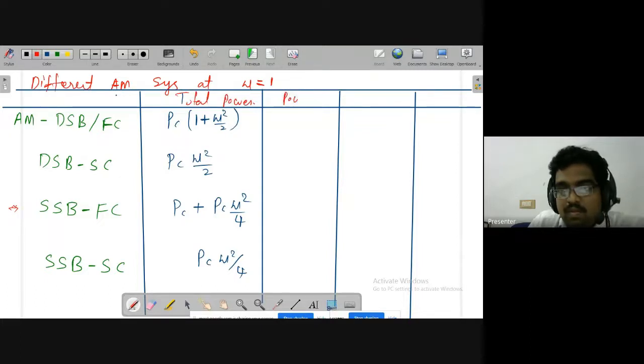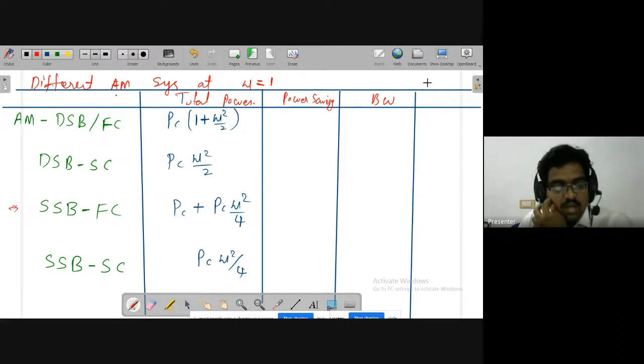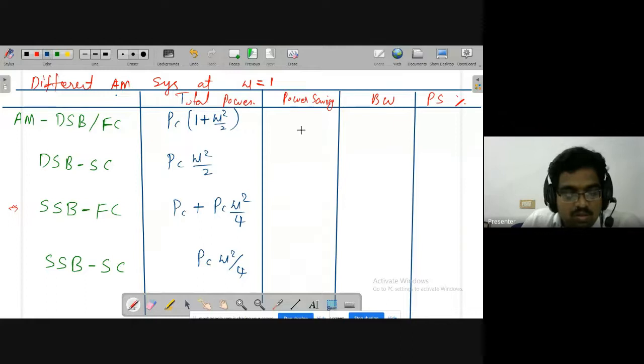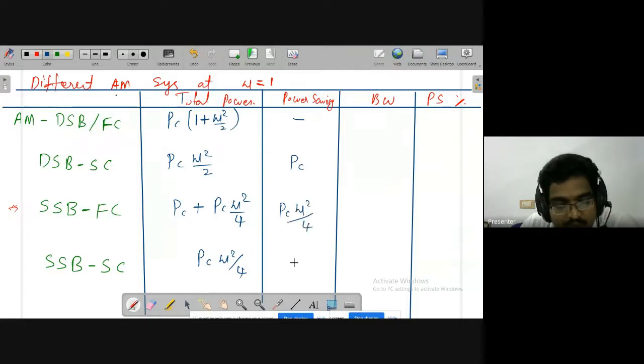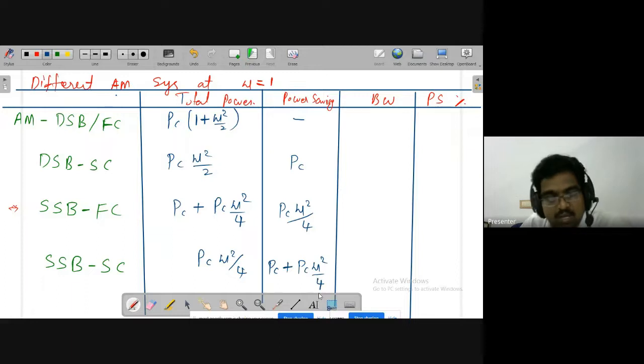Next, power saving, bandwidth, then power saving efficiency in terms of percentage. Power saving in terms of percentage when mu is equal to 1. We will not have any power saving in AM. Then what is the power saved in DSB? That is PC. What is the power saved in SSB full carrier? Only one sideband power, that is PC mu square by 4. What is the power saving in SSBSC? PC as well as any one of the sidebands, that is PC plus PC mu square by 4.